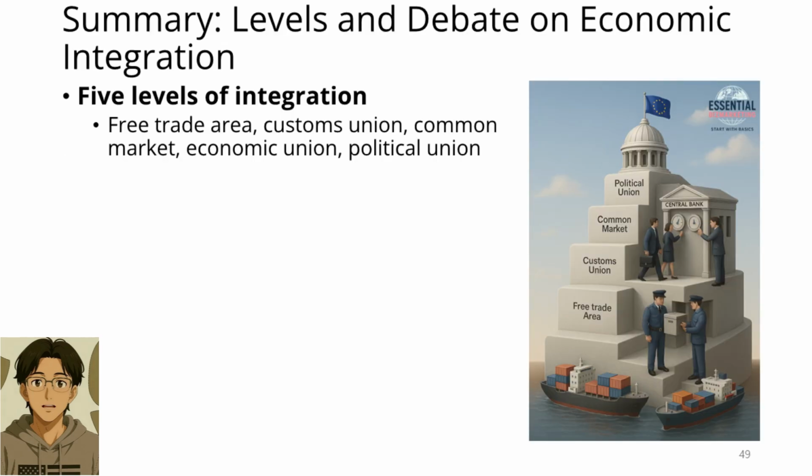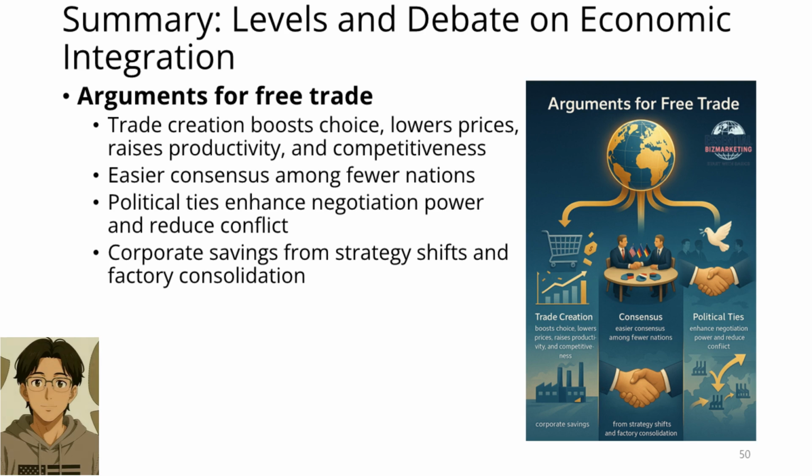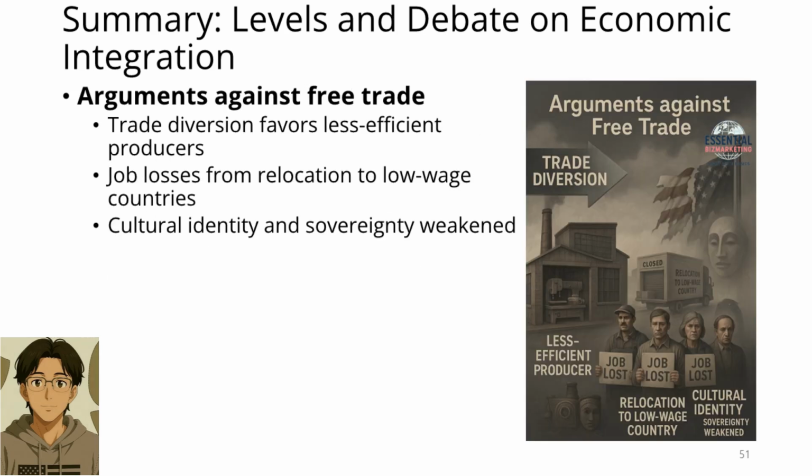Let's now review the 5 levels of regional economic integration. They range from free trade areas to full political unions, each involving deeper cooperation. Free trade expands consumer choice, lowers prices, and boosts competitiveness. It also strengthens political ties and enables cost savings for firms. Integration may favor inefficient producers within blocs. It can also lead to job losses and weaken cultural identity and national sovereignty.